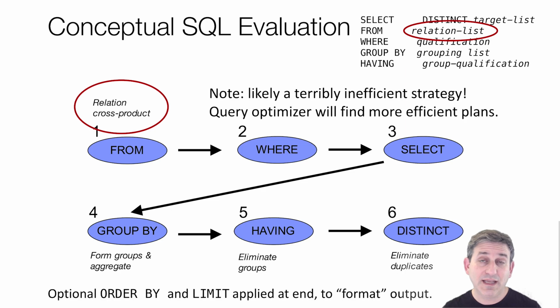Now note that this is likely a terribly inefficient strategy for evaluating this query, and a good query optimizer will find more efficient plans than this one for executing the query. But this is the right conceptual way to think about the query. It's really like a query over a single table, but that single table is generated as the cross product of the relations in the from clause. So what is this cross product?